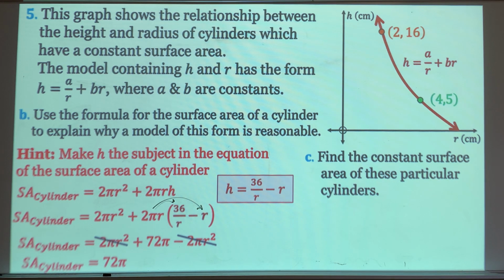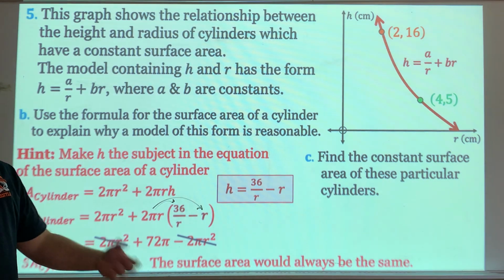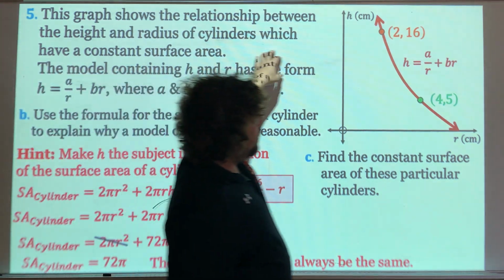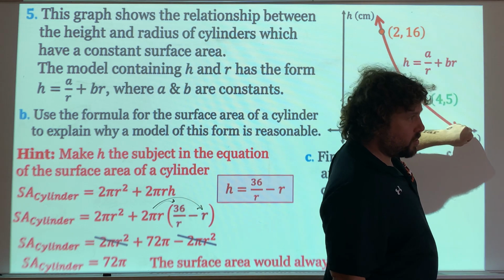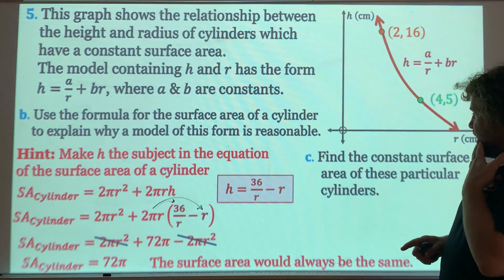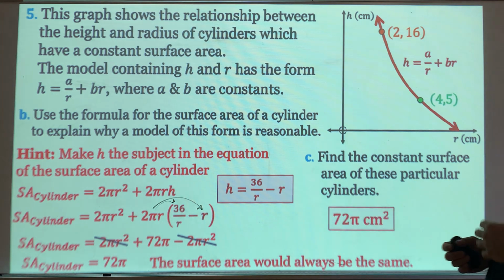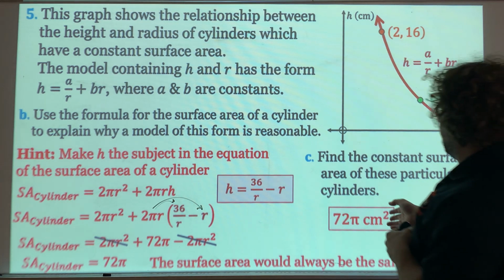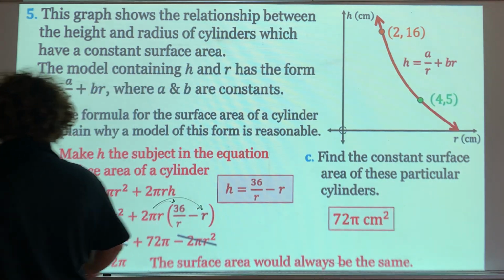So, that means that in this situation, the surface area of your cylinder is always going to be the same. It's always going to be 72 pi. But what happens is, because when you change your radius, you're also changing your height. That's why you can do that all the time. Find the constant surface area with the particular parameters. All right, there you go, 72 pi centimeters squared. How do we know that? We just said it.